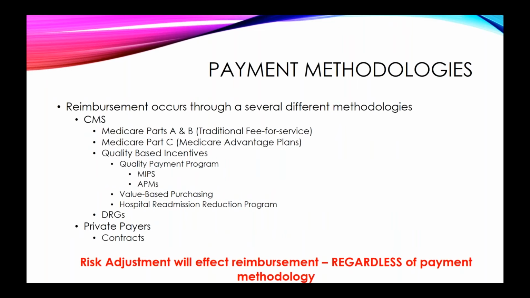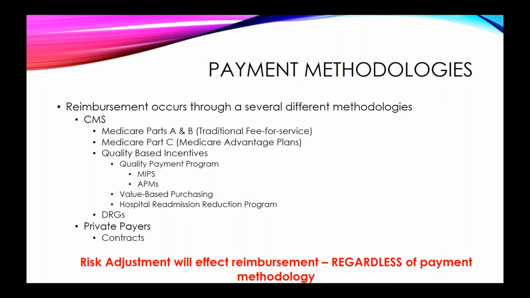So now we're going to talk just a little bit about what some of the payment methodologies out there are. Now that we know what value-based care is, we're looking for high quality care at a reasonable cost. Let's talk about the way that we get paid. So through CMS, there's traditional Medicare Parts A and B, that's your fee-for-service. Medicare Part C, that's your Medicare Advantage plans. And they really, really, really utilize risk adjustment in that plan, which I hope a lot of y'all are aware of. There's also some quality-based incentive programs.